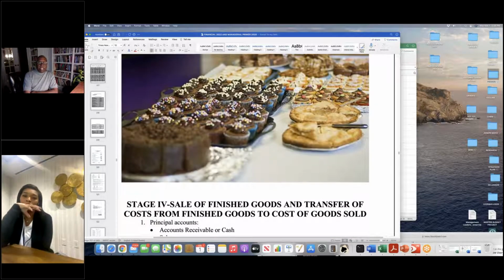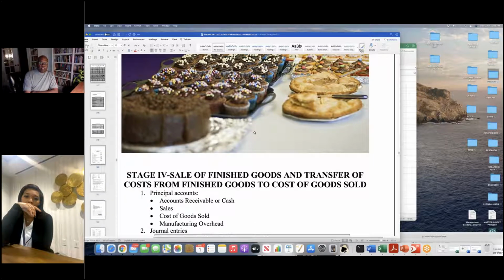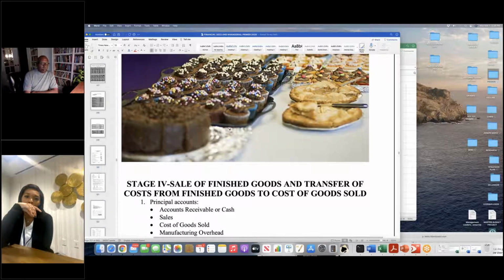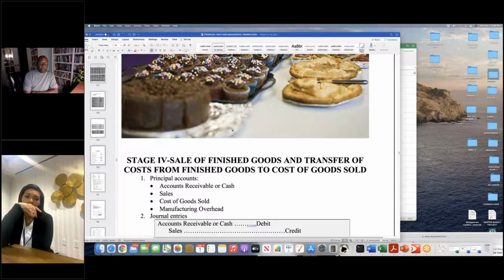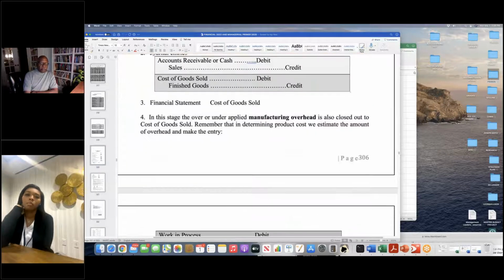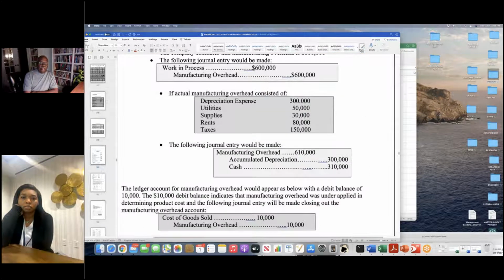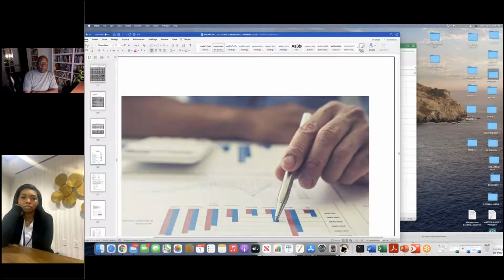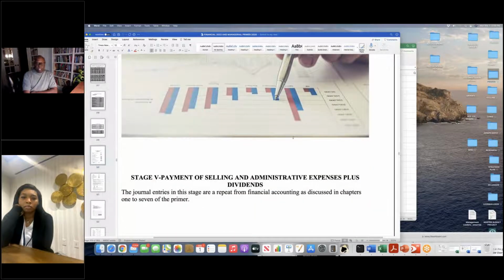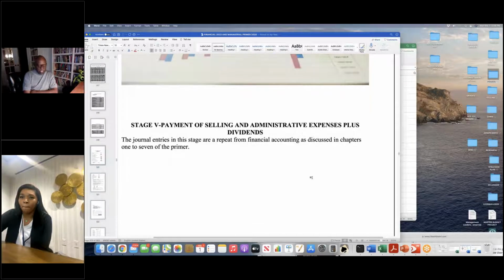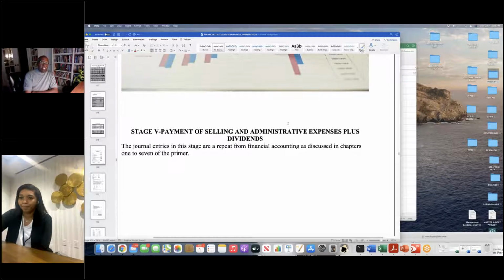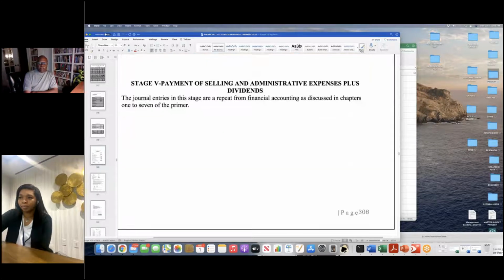Stage 4, you made it and you sell it. So stage 4 is where you sell an item. And in stage 5, this is where you're doing your planning and everything. You're working on your sales estimate and reviewing your financial statements. So you're paying selling, administrative expenses, and dividends. So this is just a listing of the same thing that was on that spreadsheet.